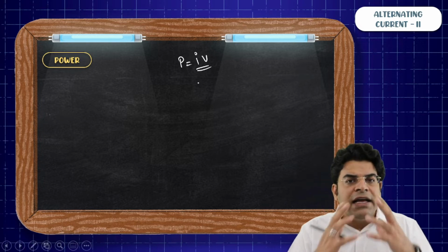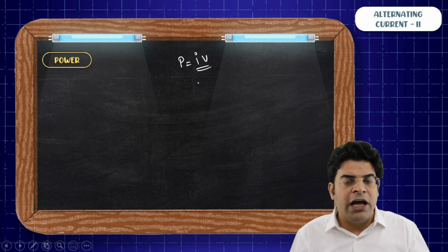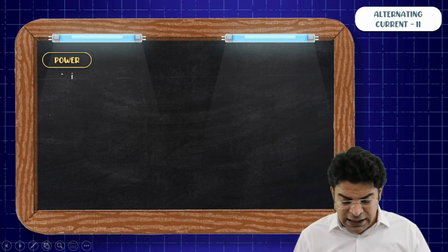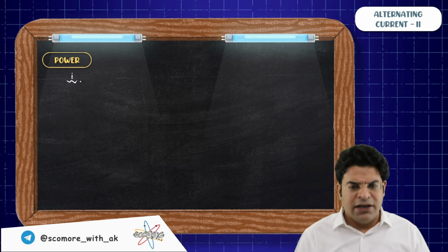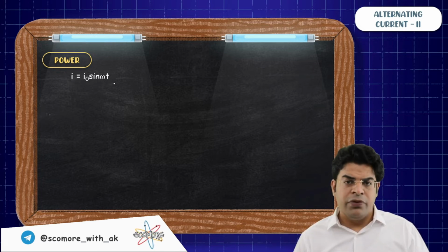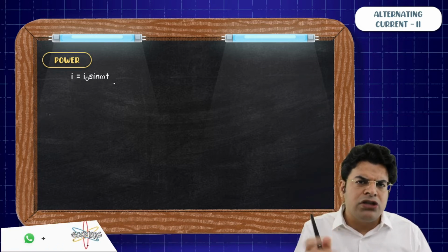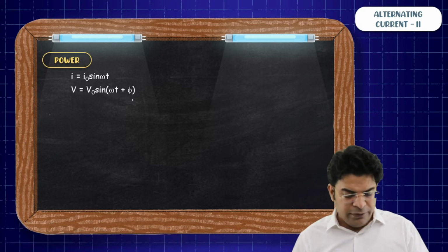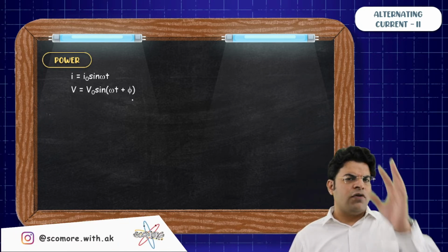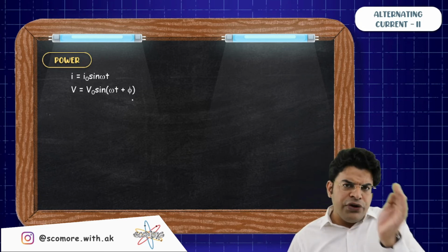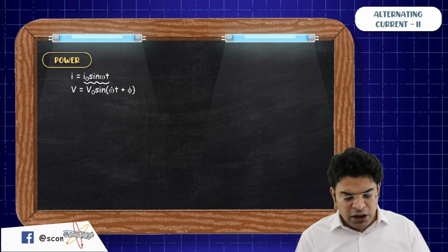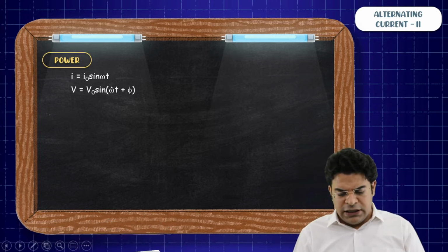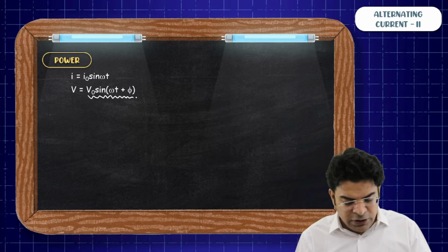Power equals I squared R or power equals V squared by R works only for the case of resistance. So let's say the current in a circuit is given by I naught sine omega t, and the potential drop across the circuit is given by V naught sine omega t plus phi. So at any instant of time, the current flowing through the circuit is I naught sine omega t, and the potential drop across the circuit is V naught sine omega t plus phi.